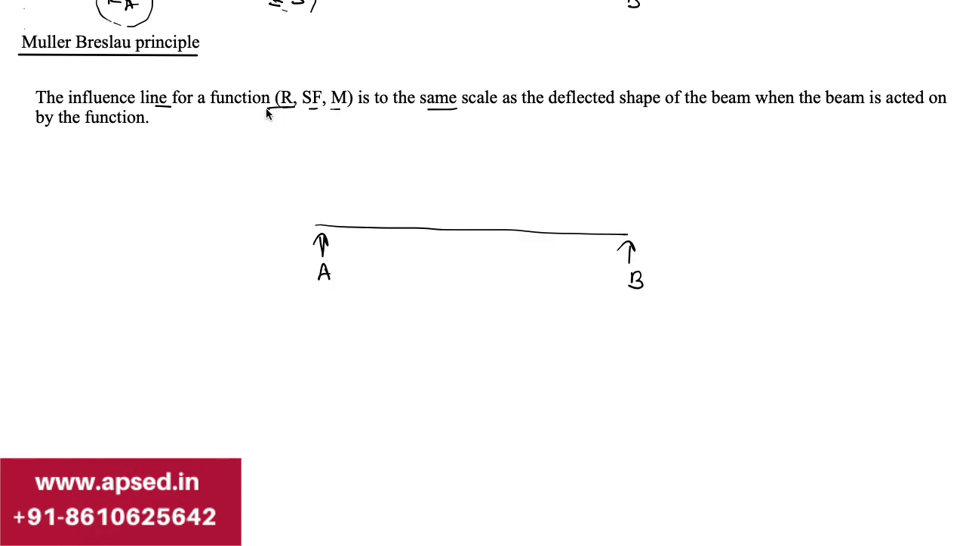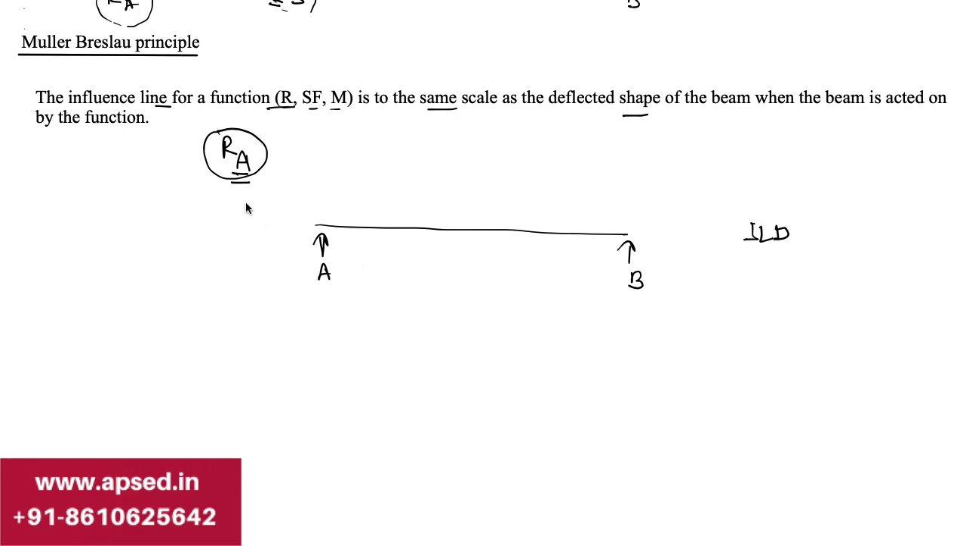So here it is saying that, let's say we have this beam again, AB. The influence line diagram for a function, this function can be reaction. Let's say for an instance, this function is reaction at A. So the influence line diagram for the reaction at A, to the same scale, so the scale will also remain the same, will be the same as the deflected shape of the beam when the beam is acted on by the function. So if we apply this reaction on this beam, whatever the deflected shape is will give us the influence line diagram.